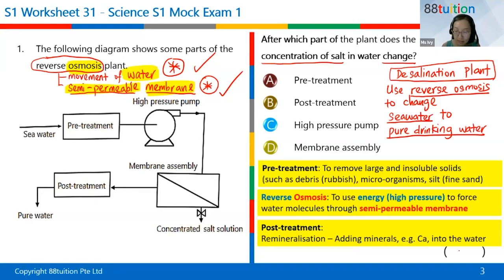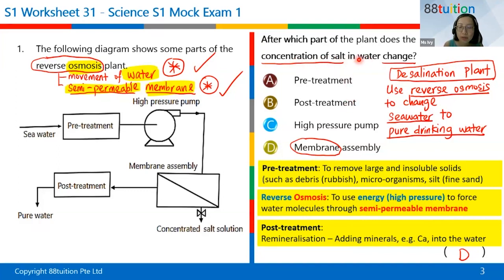So the answer is actually D, because at the membrane, right? This membrane means a semi-permeable membrane. At the semi-permeable membrane, we are using a lot of energy, which is high pressure, to force the water molecules, the Mickey Mouse water molecules, through the semi-permeable membrane. So we are forcing water through the membrane, and therefore, once water is moving to another place, the concentration of salt in the water will change.